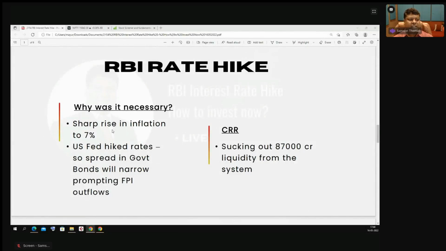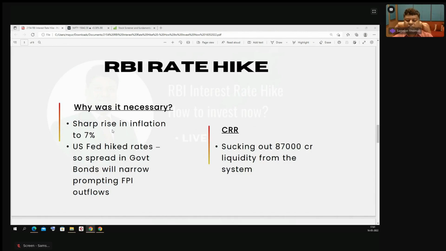So another reason, apart from inflation, is that the US Fed, like we were talking, the US Federal Reserve has also hiked the rates. So what is happening is that the bond yields, the interest rates on the government bonds in the US, are rising, and that is your risk-free return, right? So the foreign institutional investors, because they are getting a higher risk-free return in dollar terms, will have to allocate some more money to the bonds, right? They have to manage their portfolio.